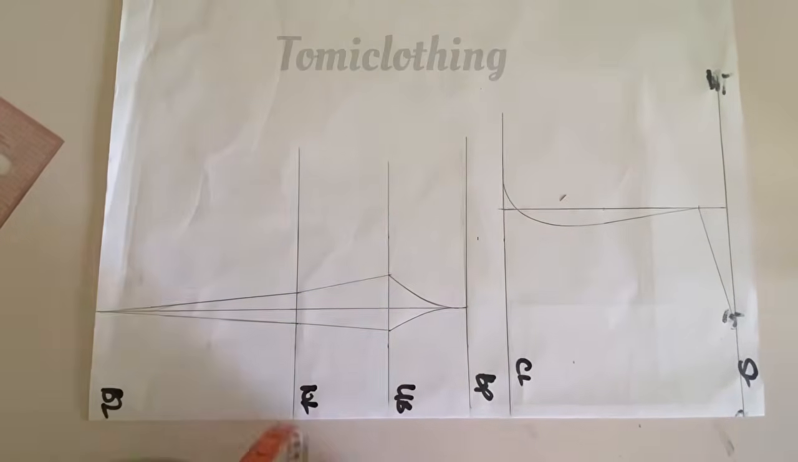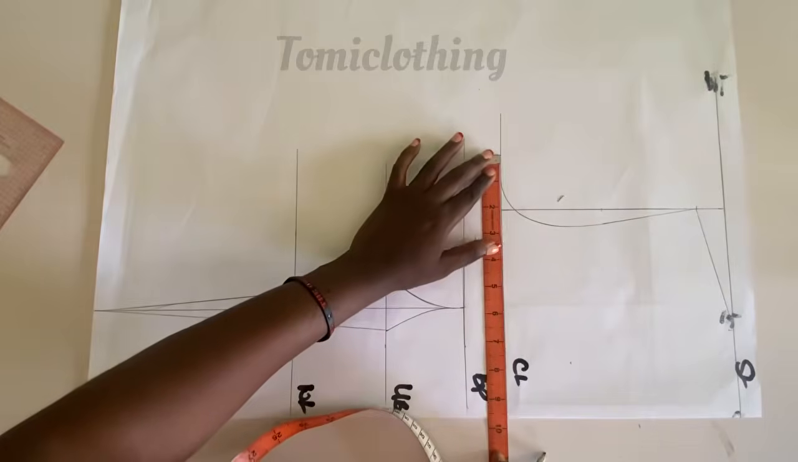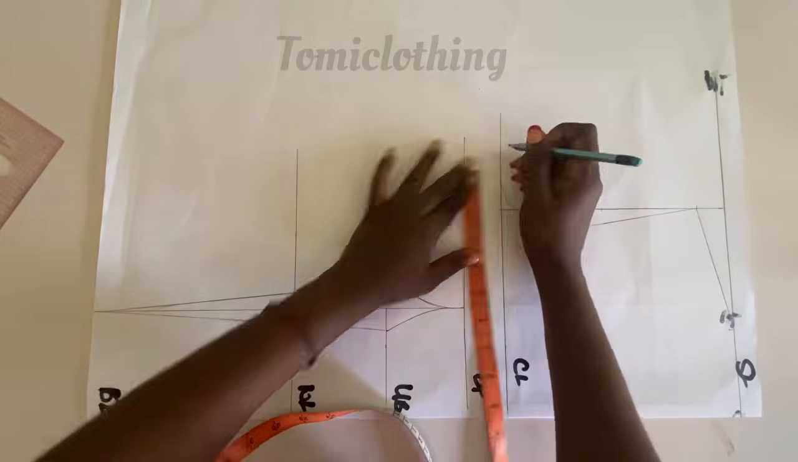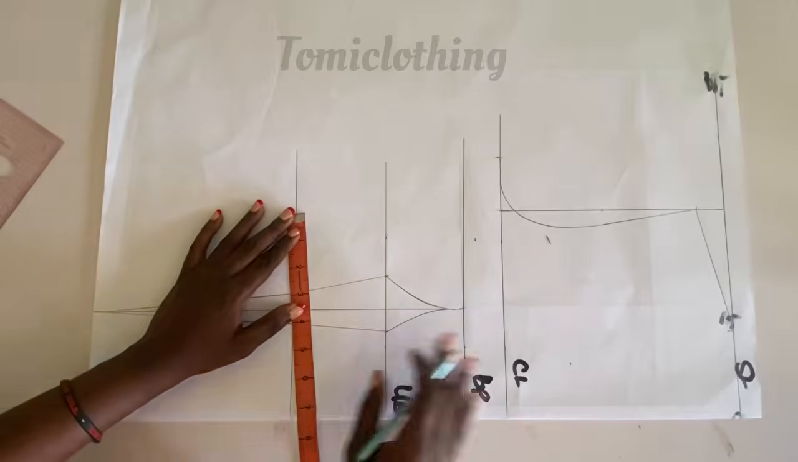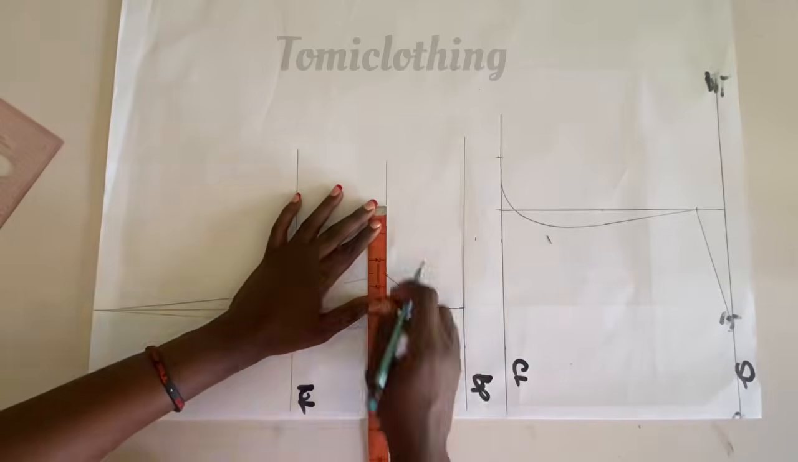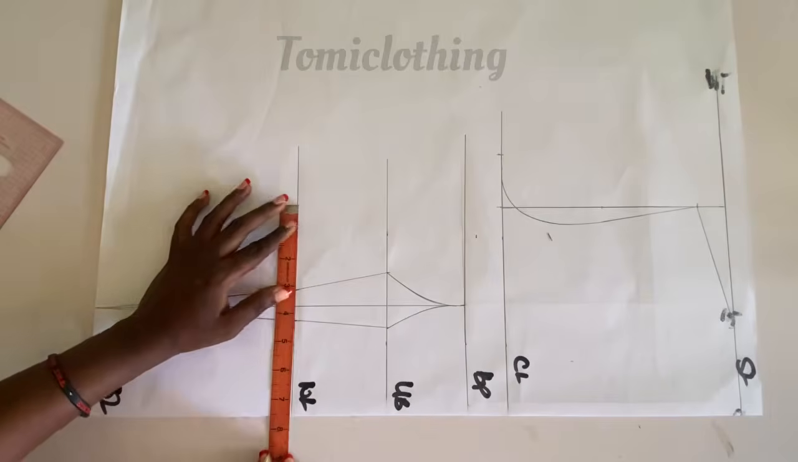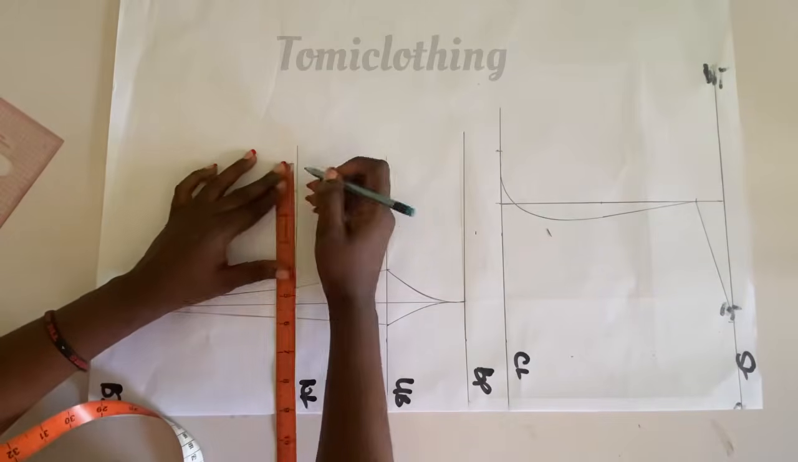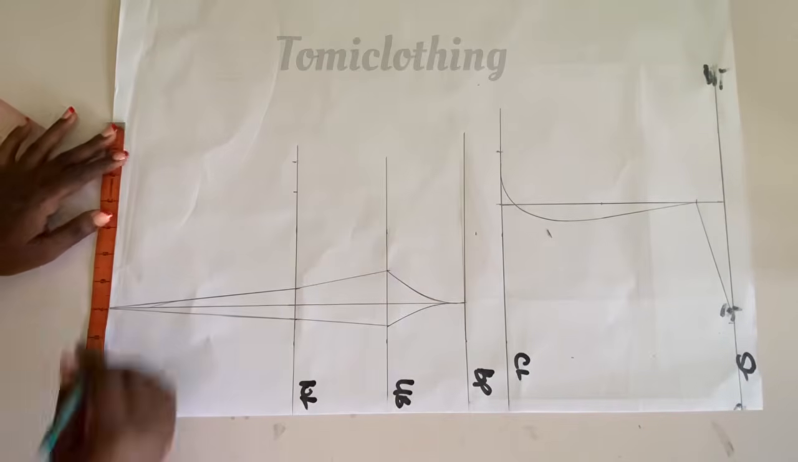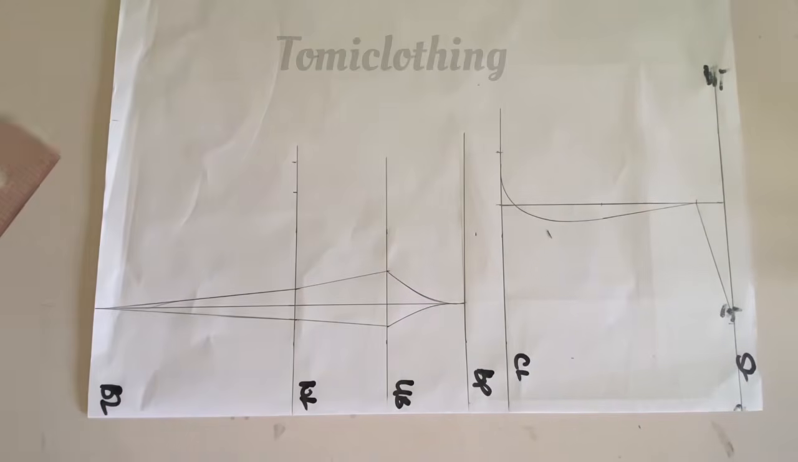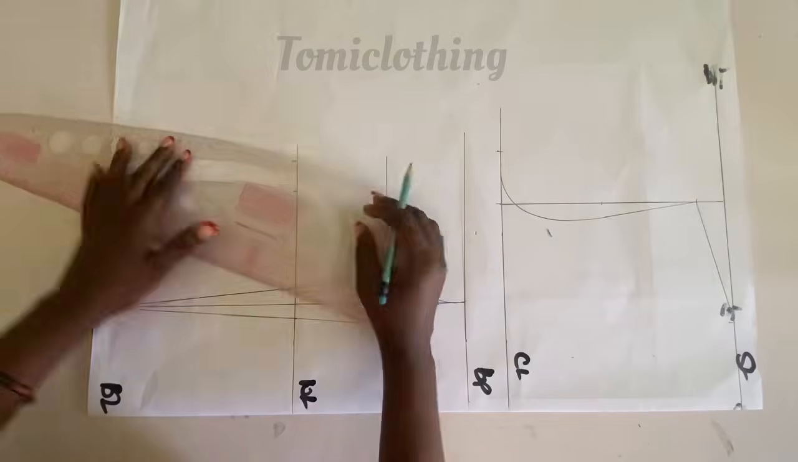Next up, I'm going to be placing quarter of the bust measurement on the chest line, quarter of the under bust measurement plus the dart intake. There you place it. Then quarter of the waist measurement plus the dart intake that you took, you place it. Then just place quarter of your hip measurement, exactly your hip measurement. Then you connect all the points together.